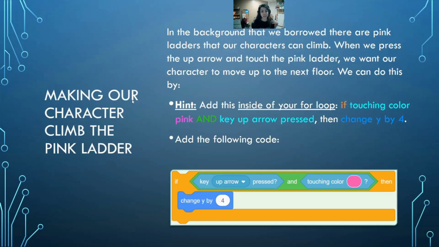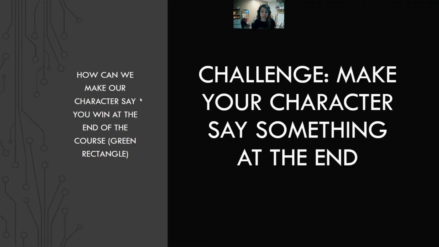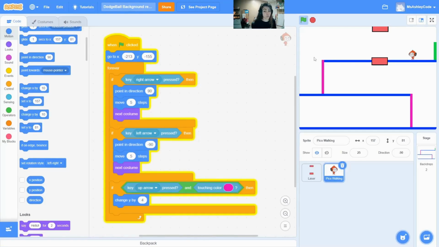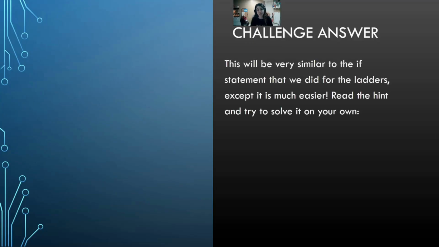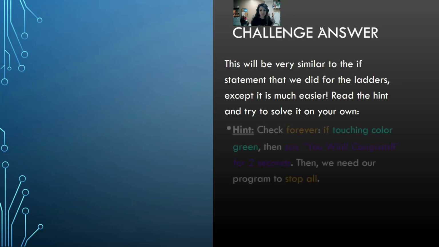And since we made it to the top, here's a challenge. Can you make your character say something at the end? How can we make our character say you win at the end of our course? So once we touch the green bar at the end, we should say something. Feel free to try out this challenge. Here's the answer to the challenge. So this would be very similar to the if statements we did for the ladders, except this one's so much easier. Here's a hint to try solving it on your own.